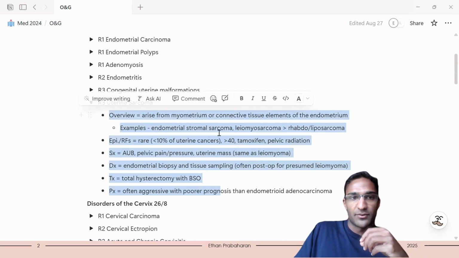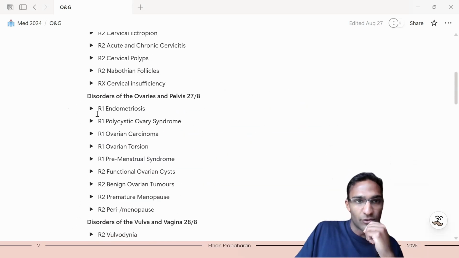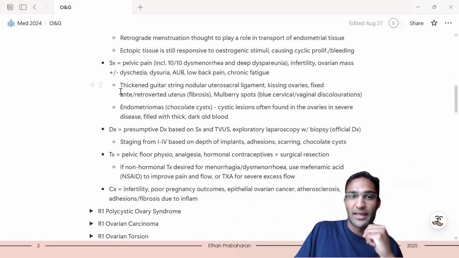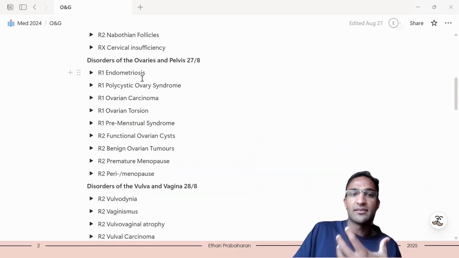And here's another example for an R3 condition. Now, there's certain conditions where you need to know a bit more. So I'm sure like my endometriosis, it's a bit longer, but this is actually quite a good length for even quite an important condition. It's not too long compared to some of my third year ones. And so this is a lot easier to learn.